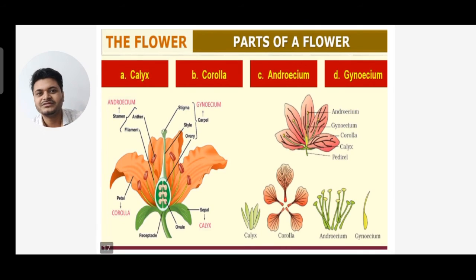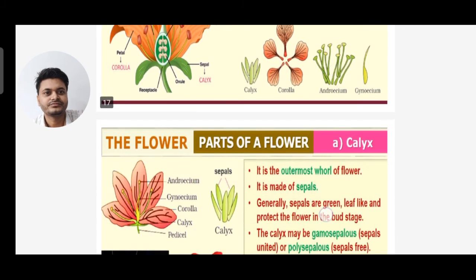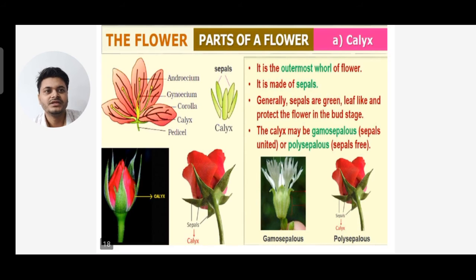Now the different parts of a flower: one is calyx, corolla, androecium and gynoecium. You can see the separated diagram given: calyx, corolla, androecium, gynoecium. Now what is calyx? Moving to all parts one by one. It is the outermost whorl of a flower. It is made up of sepals. Generally sepals are green in color. They are leaf-like and protect the flower in the bud stage.